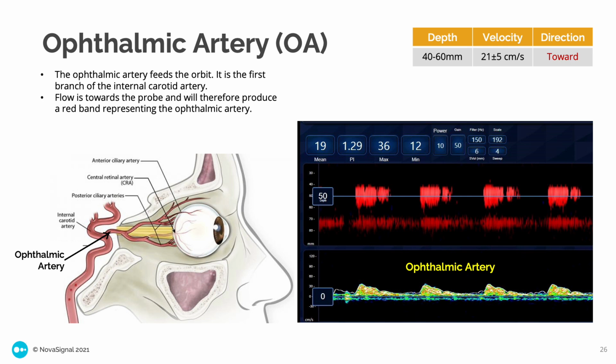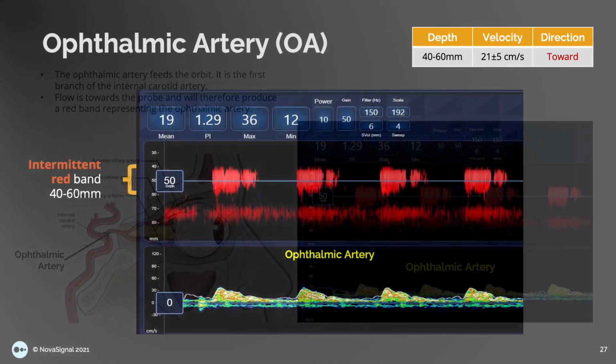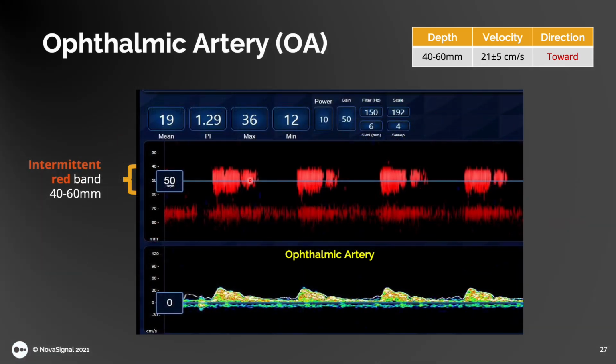As such, the ophthalmic artery will demonstrate in M mode as a red, black, red, black, red, black pattern, so an intermittent red flow as the system is filtering out these very low diastolic velocities in the ophthalmic artery. The ophthalmic artery is much more resistive, lives between depths of 40 and 60. So again, it's an intermittent red band between depths of 40 to 60. This more consistent red band at a deeper depth, that is our carotid siphon.